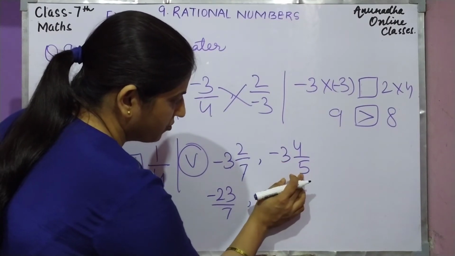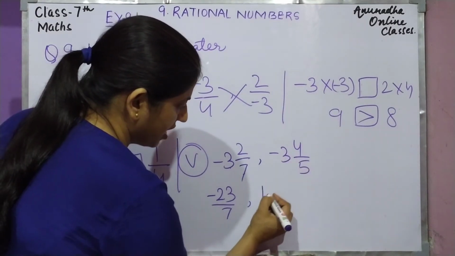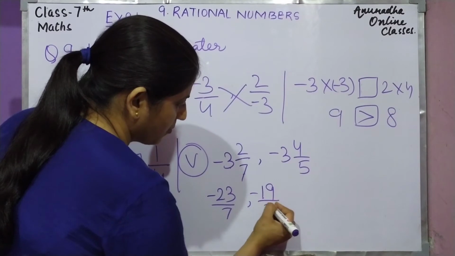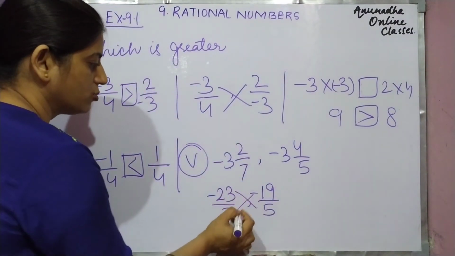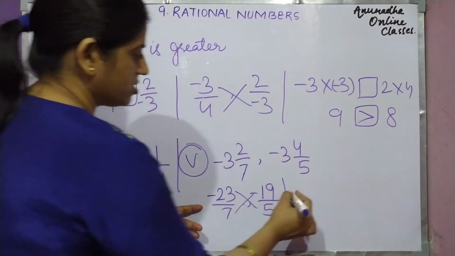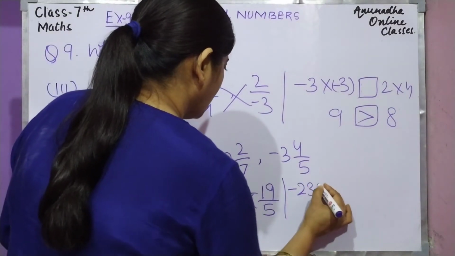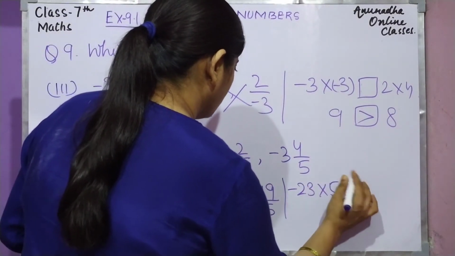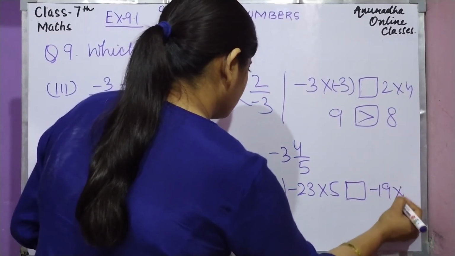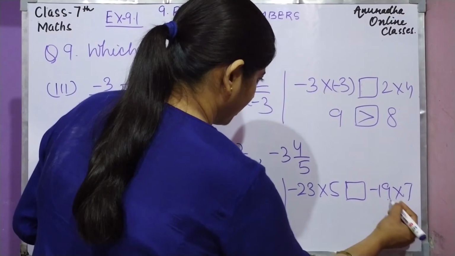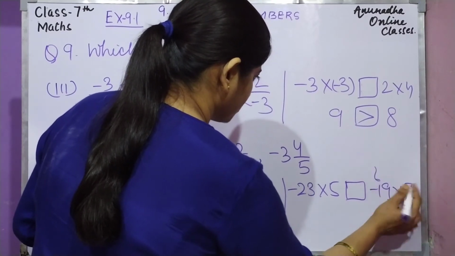5 3s are 15. 15 plus 4 is 19. Minus 19 upon 5. Now do the cross multiplication. So it is minus 23 into 5 and what? Minus 19 into 7. So children, here you will get 63 ke 3, 6.